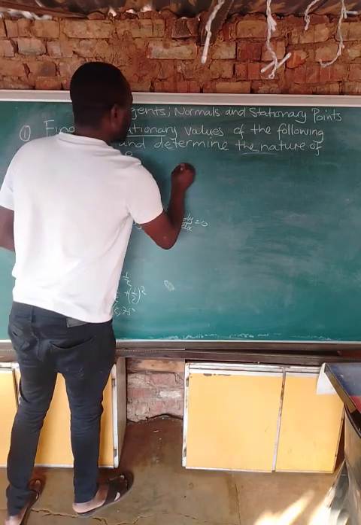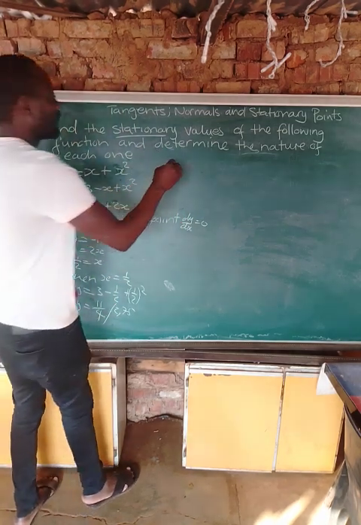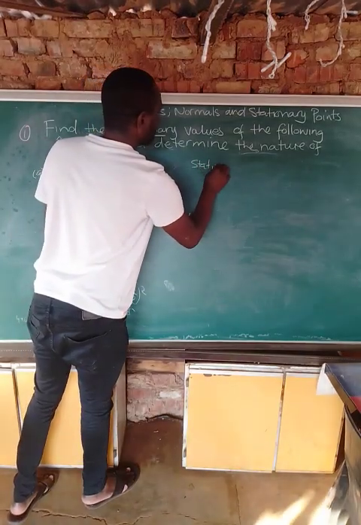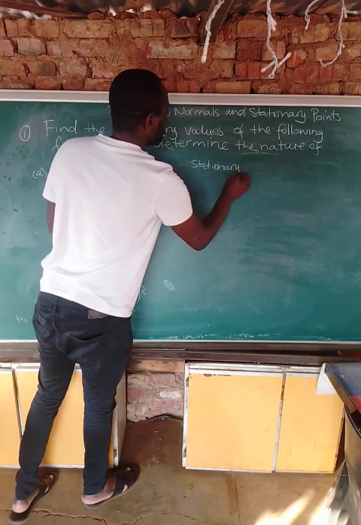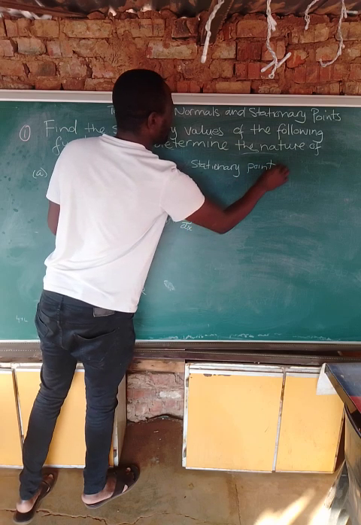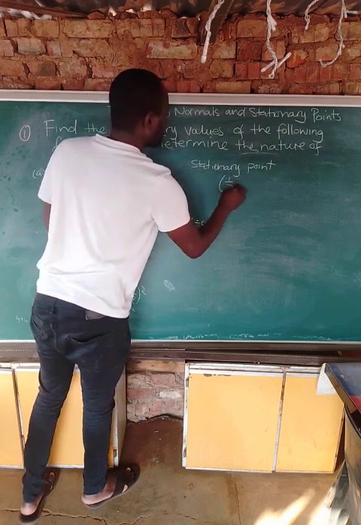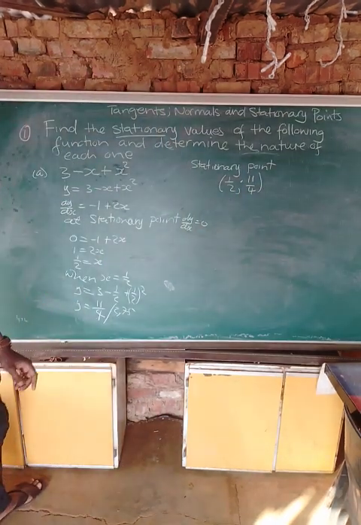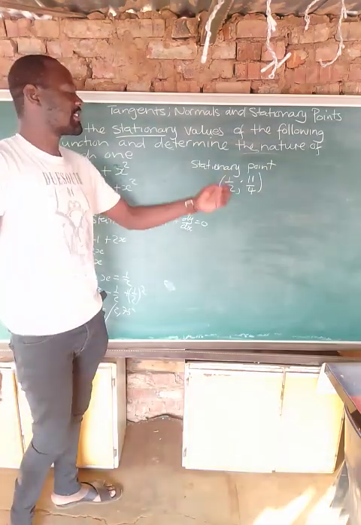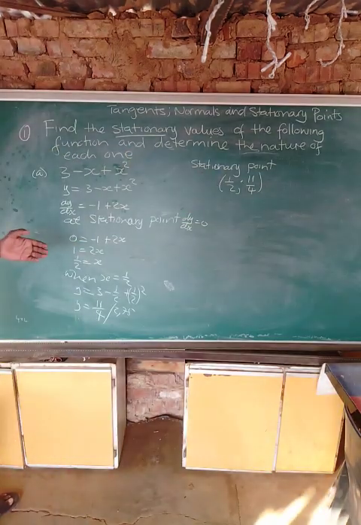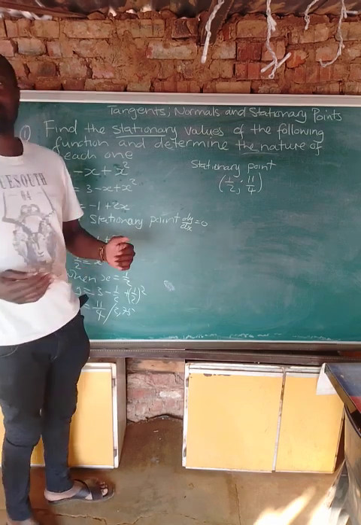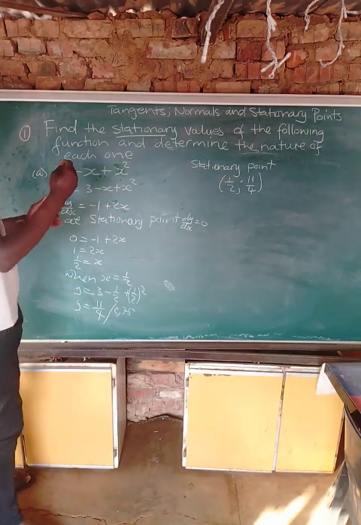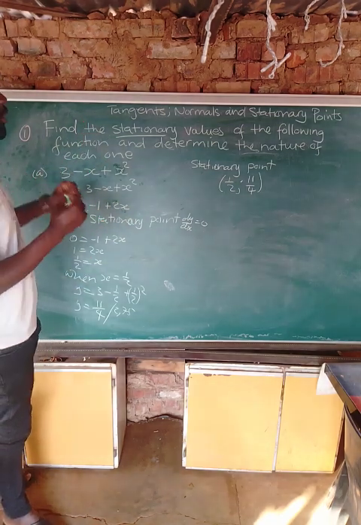So this is our stationary point. The stationary point is equal to x equals half and y equals 11/4. So this is our stationary point. So now we want to determine whether at this point y is a minimum or maximum.